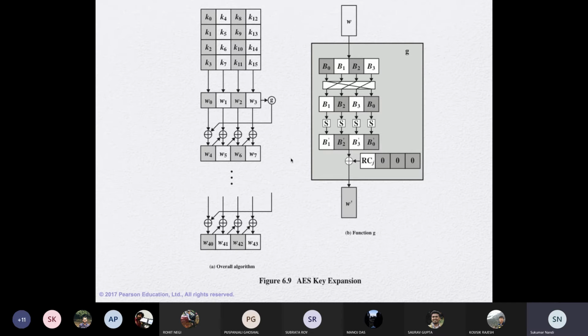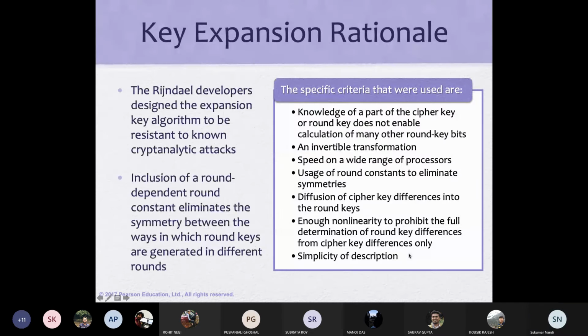The rationale behind this key expansion is that knowledge of a part of the cipher key or round key does not enable calculation of many other round key bits. So if the main key portion is known, or some round keys are known, it cannot be used to find the other keys. This is an invertible transformation.